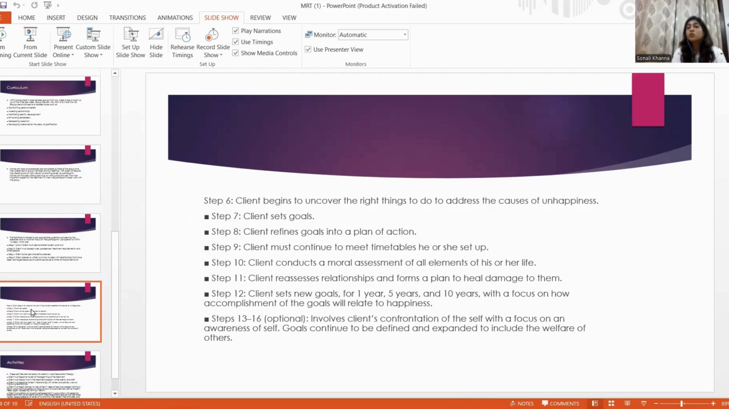Then we ask the client to set some goals, what you want out of this treatment plan, and redefine the goals into a plan of action, followed by timetables, which we, of course, as counselors have set up. Then conduct a moral assessment of all elements of his or her life. So we conduct a moral assessment where we get to know at what level of moral development, by Lawrence Kohlberg, they are. So we'll understand in which direction we have to push them and how much effort is required by us to push them in the right direction.